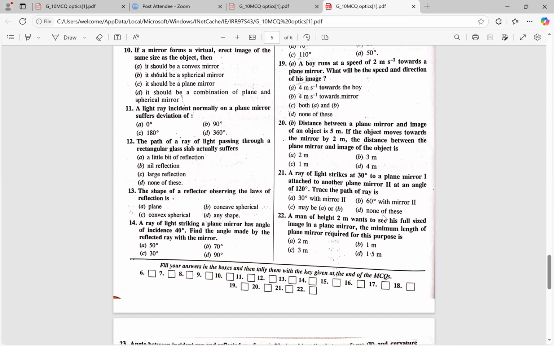One more question arises for grade 12. So we discuss that after. A man of height, question number 22. Question number 21, you know the option is B. And question number 22, 1 meter, B option.